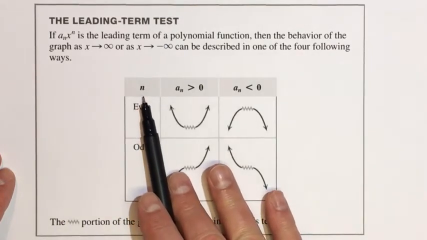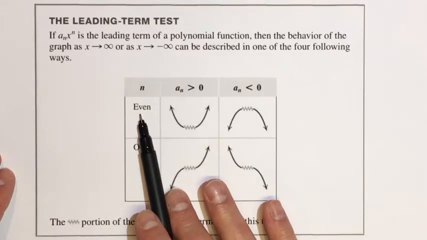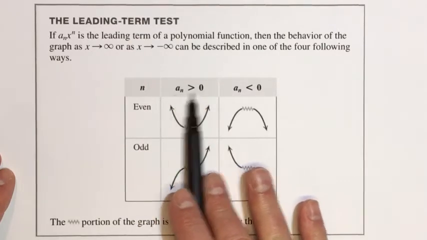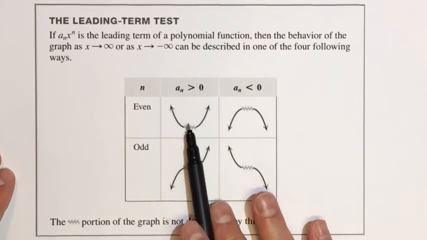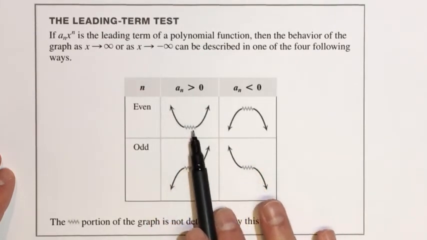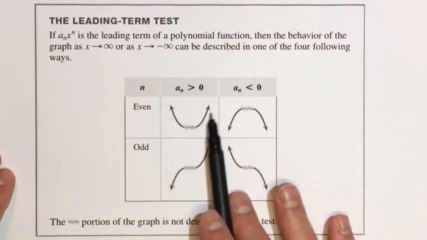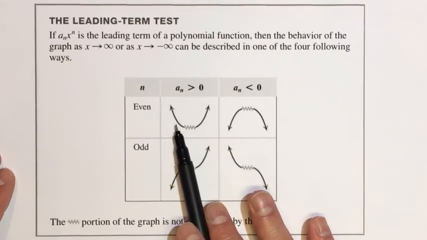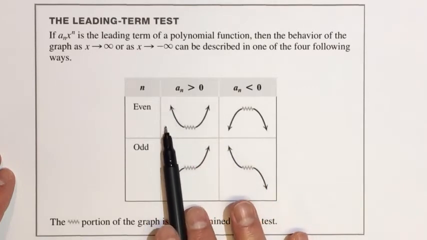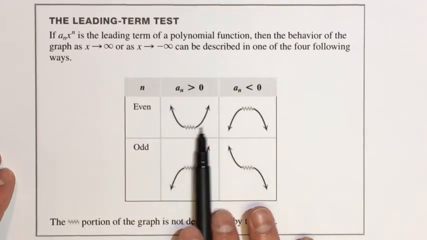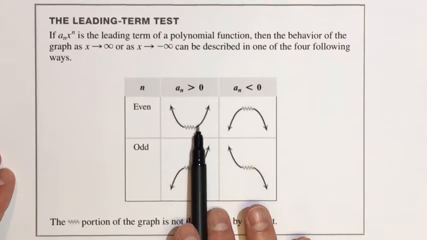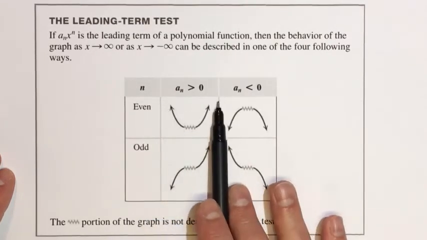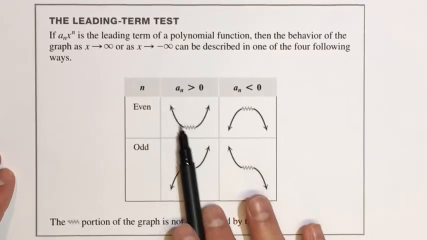So if the degree of the polynomial function is even, and if the leading coefficient a sub n is greater than 0, in other words, if it's positive, then the graph is going to look like this on both ends. So as x goes to negative infinity, the y value is going to go to positive infinity, and as x goes to positive infinity, the y value is going to go to positive infinity. So I call this an up-up look, okay? Now this is the end behavior.